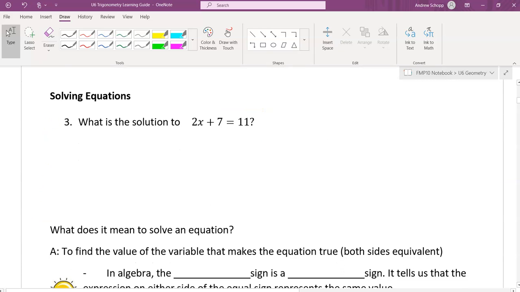Solving equations. For number 3 here, what's the solution to 2x plus 7 is equal to 11? Go ahead, pause the video here, and see if you can solve this question.